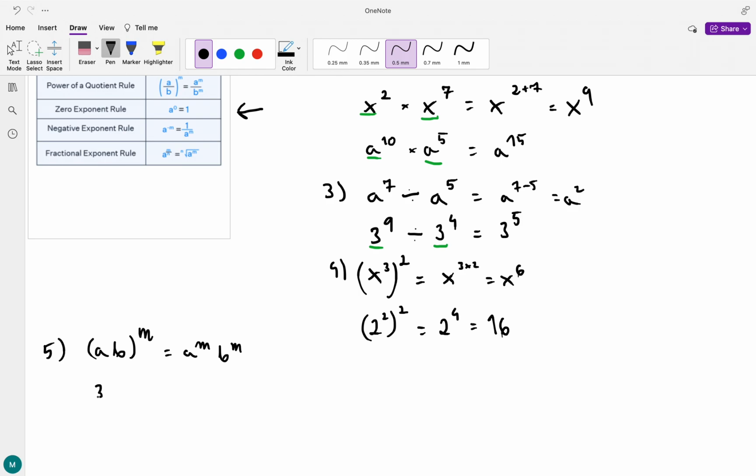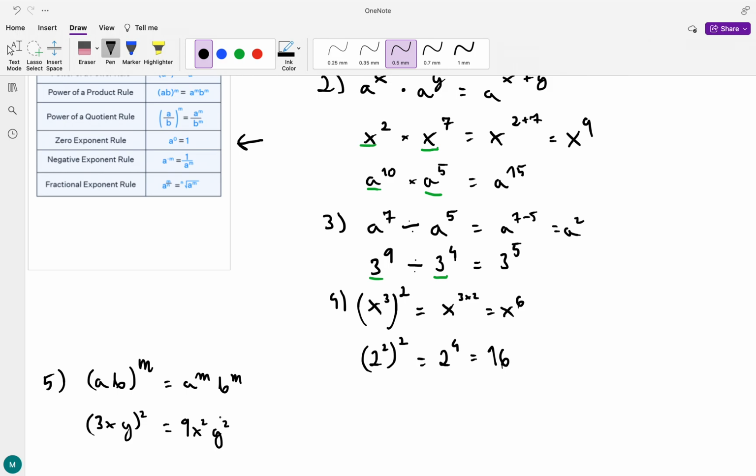Let's consider 3x times y squared. And that might be a little bit confusing to some of you because for the first time, in this case, we have both a number and a variable. So we have to square both. We actually have to square both. So it's going to be 9x squared times y squared. And that's your power of a product rule in action.